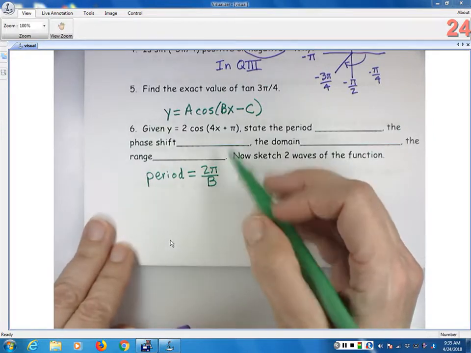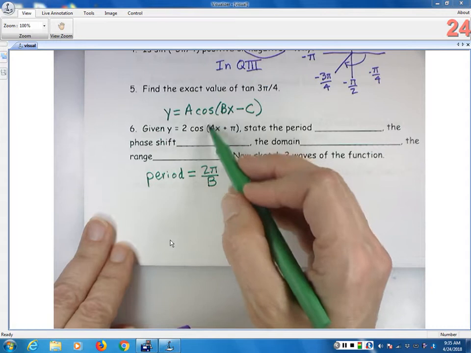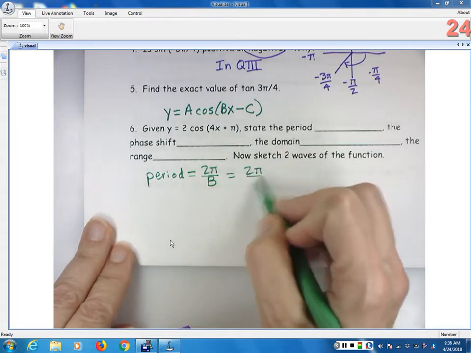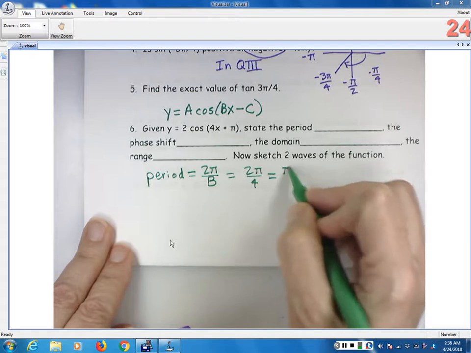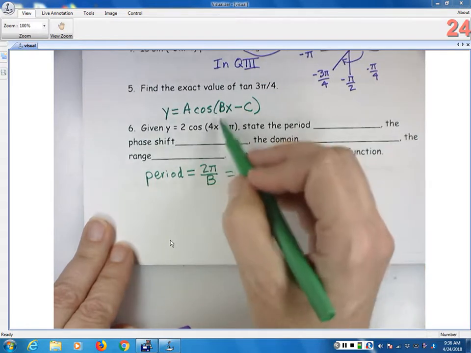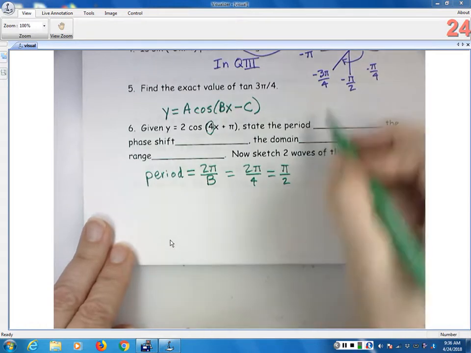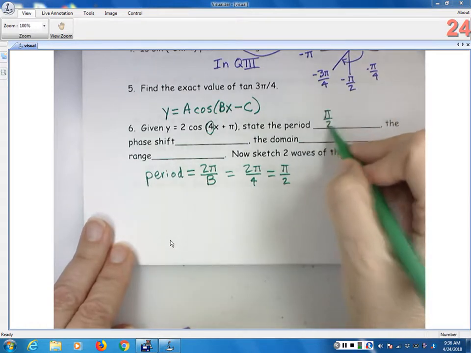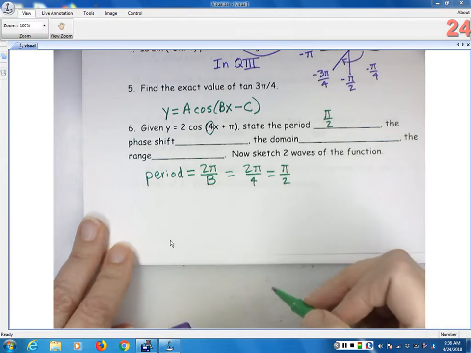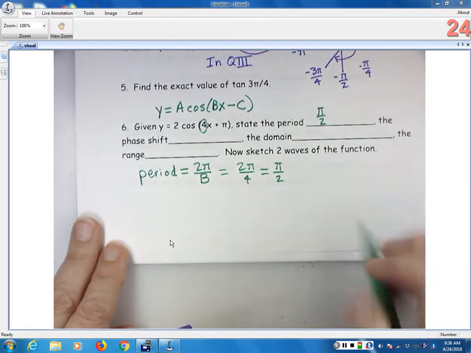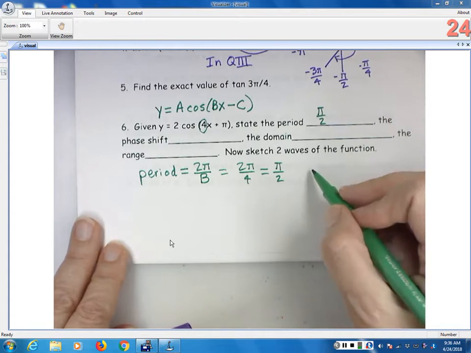So we can find the period. We've got a 4 here. 2 pi over 4 is pi over 2. B is 4. Okay, so I've got a period of pi over 2. What's the phase shift? You need to memorize that the phase shift is c over b.